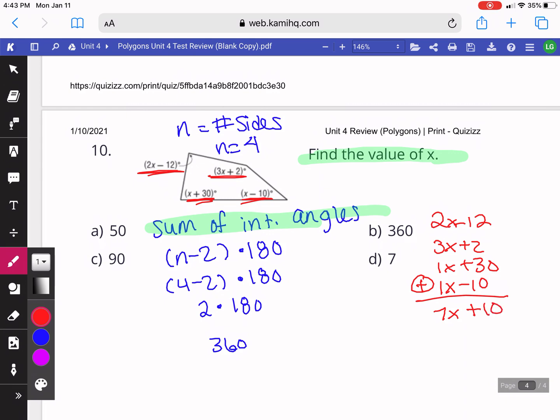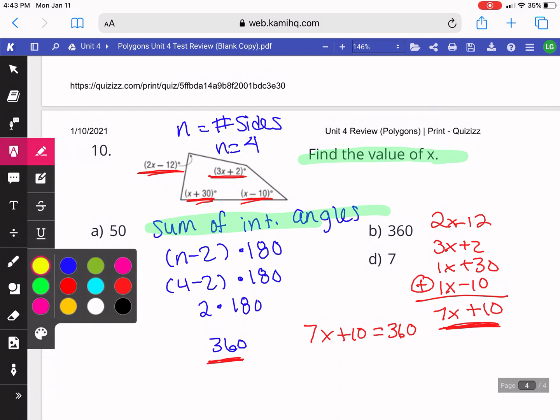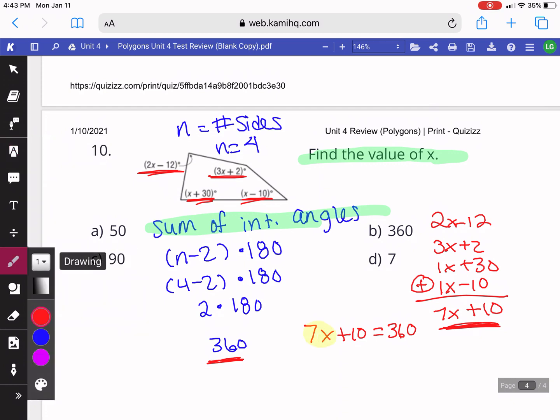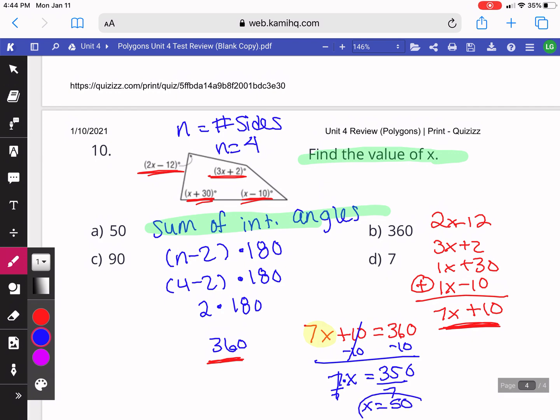So this 7x plus 10 and this 360 both represent the sum of those angles on the inside, on the interior. So what I can do now is I can write an equation. I can set 7x plus 10 equal to 360, and I can solve for x. So here, if I'm solving for x, my 7 and x are stuck. So I would start by doing minus 10 to both sides. Next, to get rid of the 7, since they're multiplying, I would divide by 7. So for x, I get 50 as my answer.